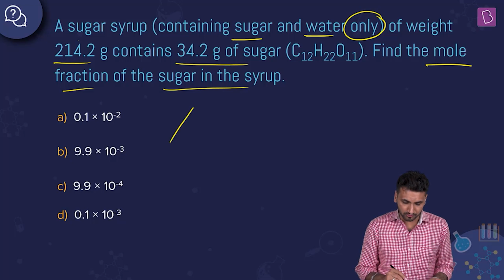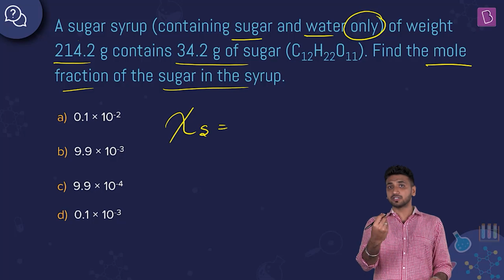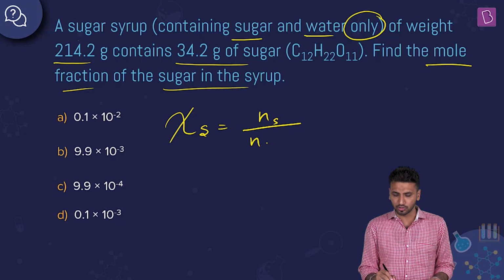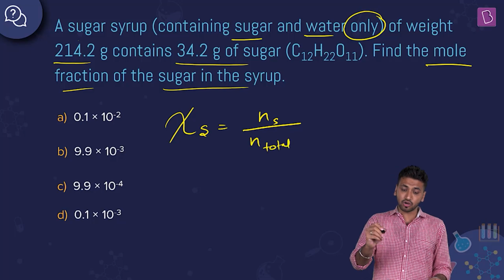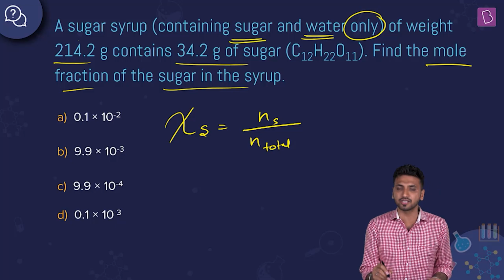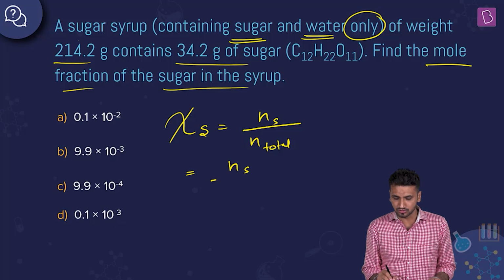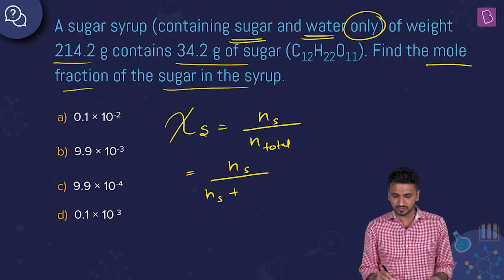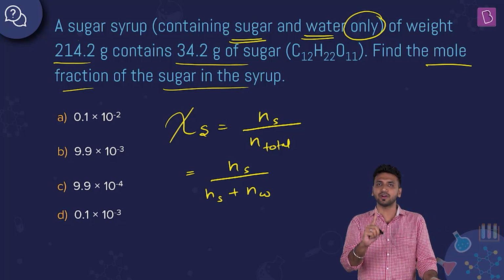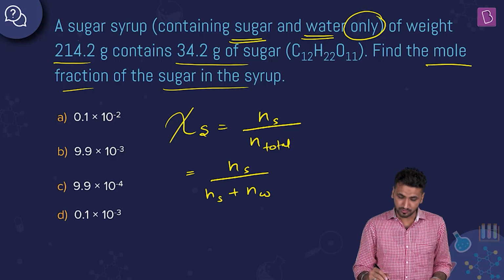So we are going to find out the mole fraction of the sugar. The formula for the mole fraction is moles of sugar upon total moles. And because it is written in the question statement that we have sugar and water only, I can easily replace the total moles with moles of sugar plus moles of water. Now the task is to find the moles of sugar and water. So what is the formula for moles?